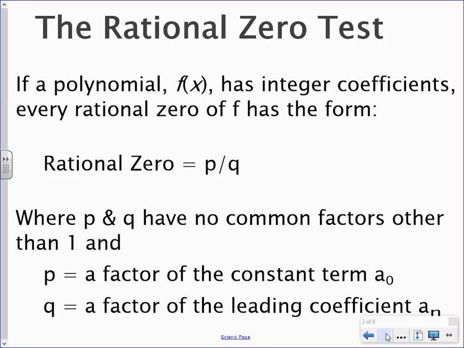This is how you come up with your pool of numbers. We have a polynomial with integer coefficients. Every zero is in the form P over Q, where P and Q look like this. I'll let you have a chance to write down what you want to.